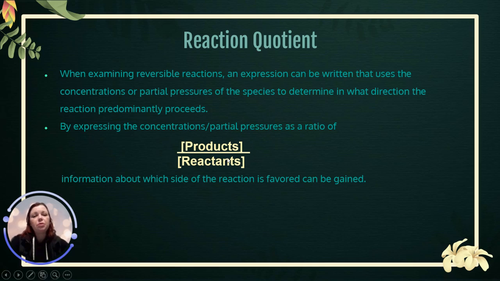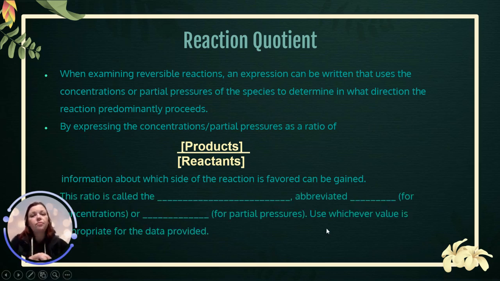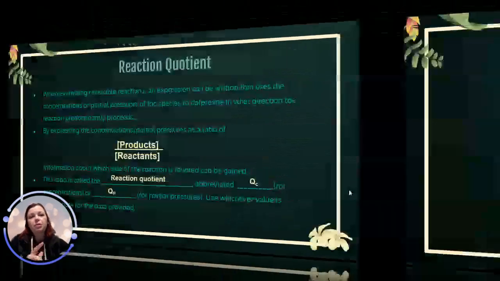So if you look at this, it probably makes sense to you that if that ratio is greater than 1, we are favoring the products. And if that ratio is less than 1, we are favoring the reactants. But we'll get more into that later. This ratio is called the reaction quotient, abbreviated Qc for concentrations, or Qp for partial pressures. Use whichever value is appropriate for the data that's provided, and I'm going to show you both here in a few minutes.